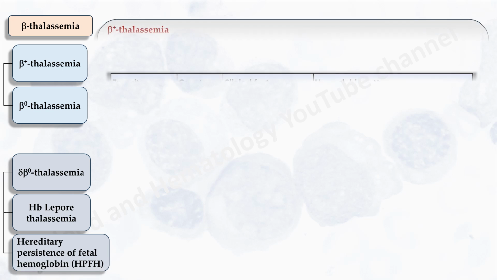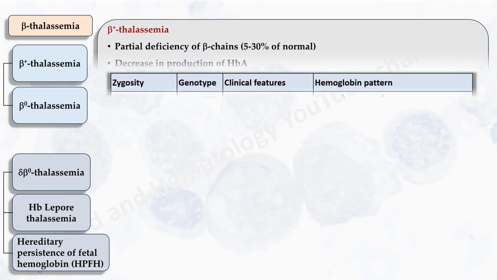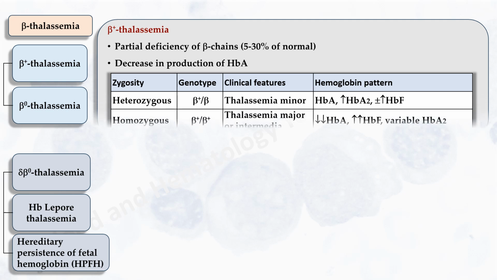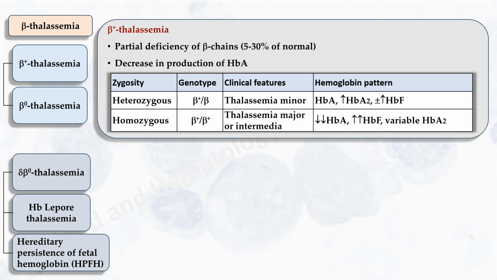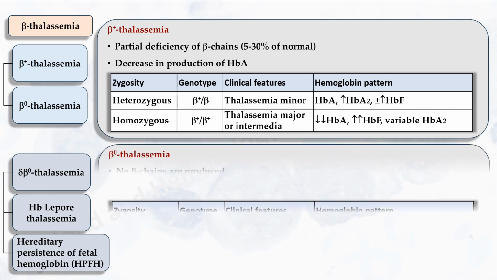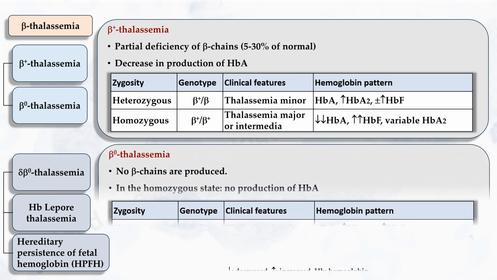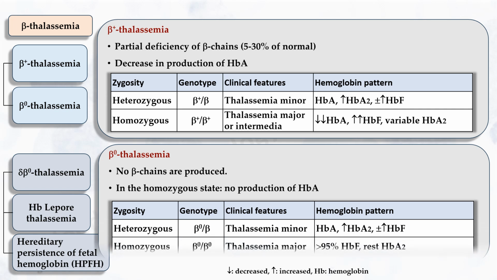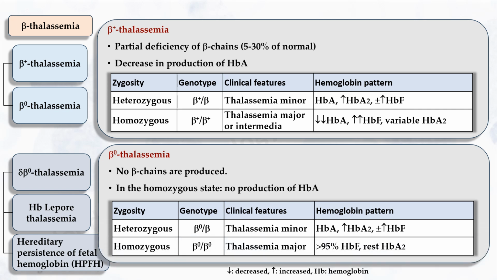Beta plus is the designation for the various mutations in the beta-globin gene that result in a partial deficiency of beta chains, 5 to 30% of normal, and a decrease in production of hemoglobin A. Beta zero is the designation for the various mutations in the beta-globin gene in which no beta chains are produced. In the homozygous state, an individual does not produce hemoglobin A.